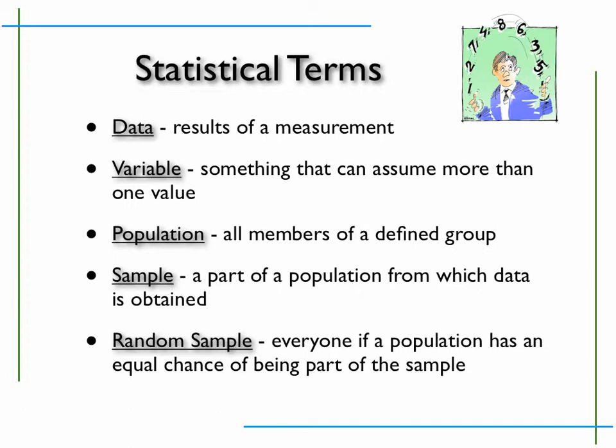Then we have variable, and this is a characteristic of something that can assume more than one value. Results of a test will differ from person to person, so a variable can be time on a mile run test, or it can be distance from performing the long jump. It can also be the number of push-ups performed on a fitness test, but anything can be a variable.